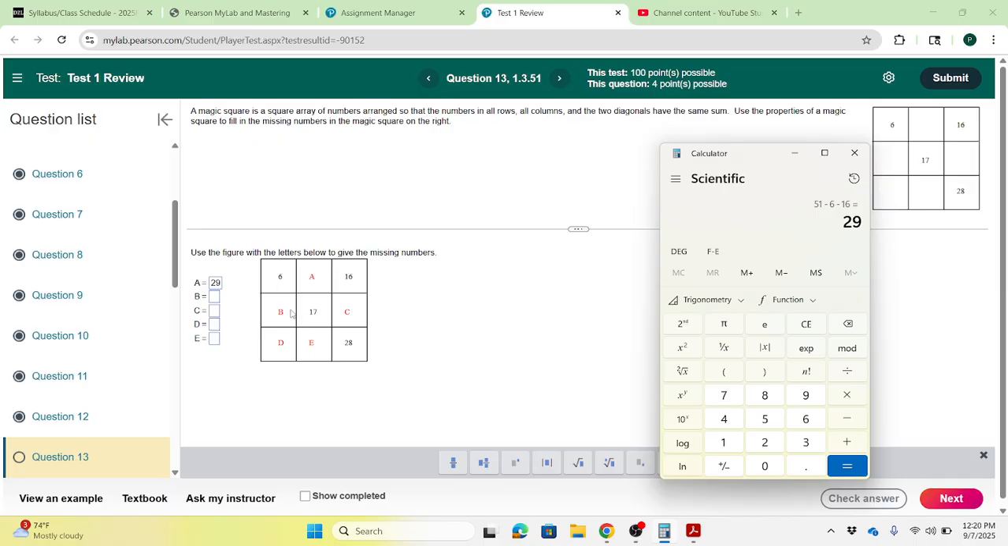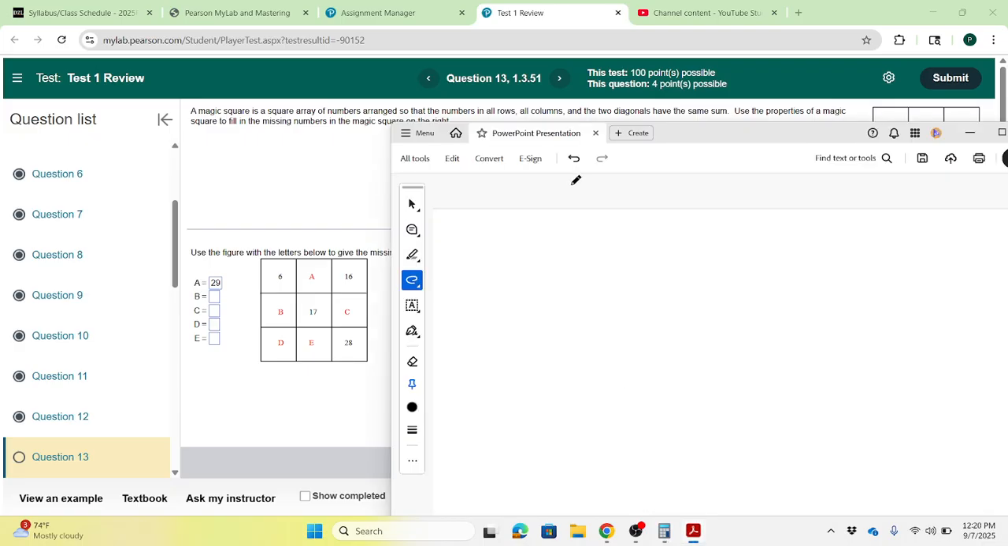You cannot find b and c because both of them are missing. Oh no, you can find c. So E is, remember, a plus 17 plus E is 51, which is the sum of this diagonal. But A, we already found that's 29, 17 plus E.